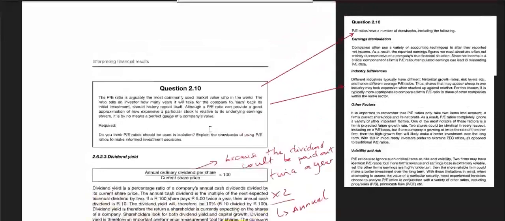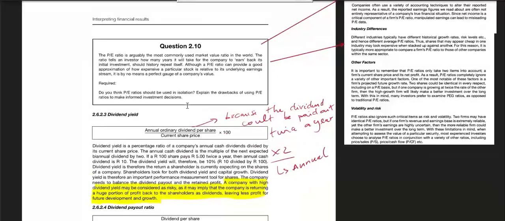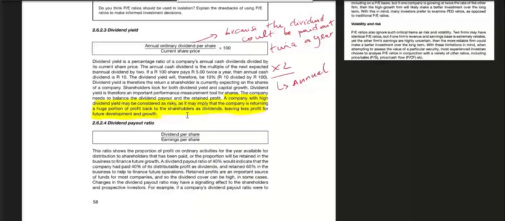And there are examples and answers, but we want to touch quickly on the dividend yield, quite an important one. We want to see how much dividend is being given to its investors. So a company with high dividend yield may be considered risky. And there's a reason for that, because we are returning, not retaining, a huge portion of the profit back to shareholders as a dividend.